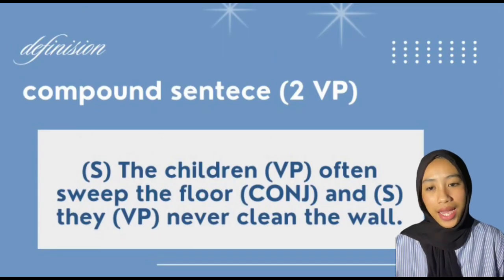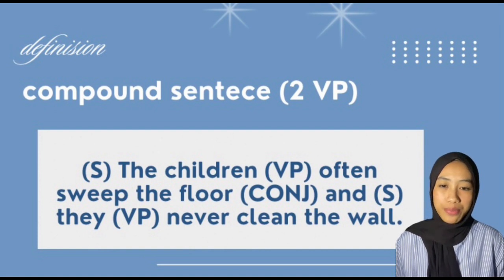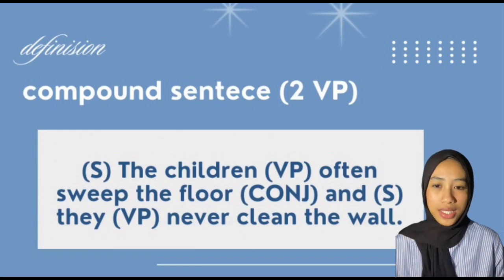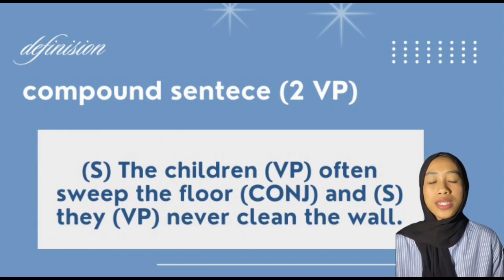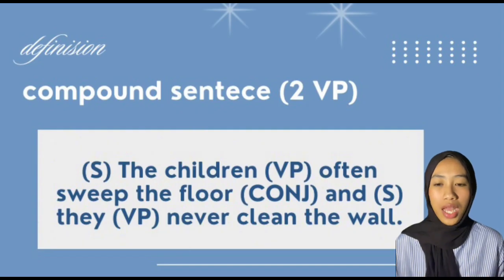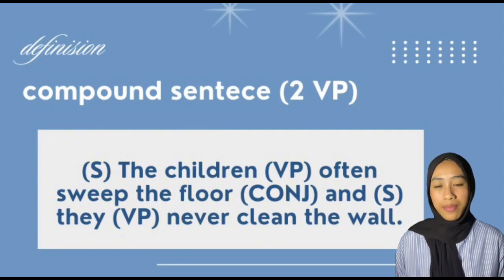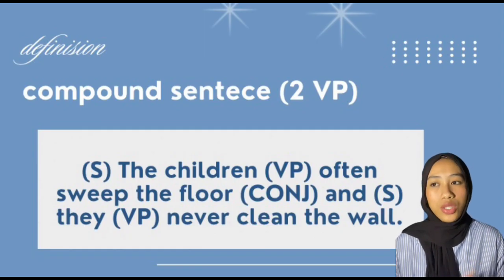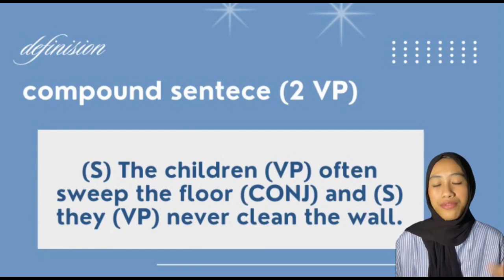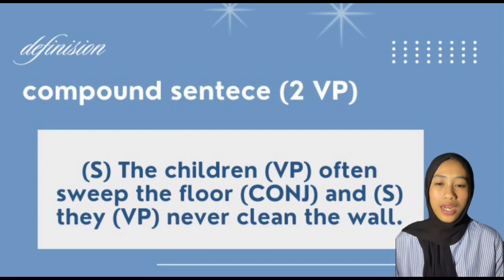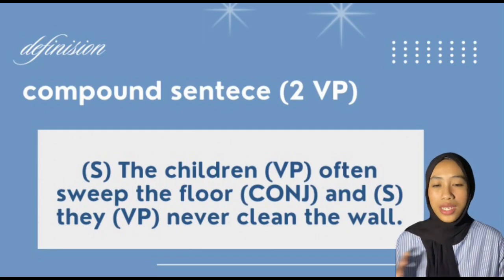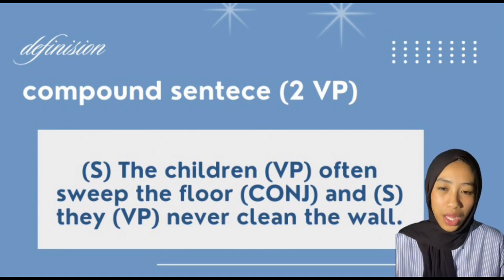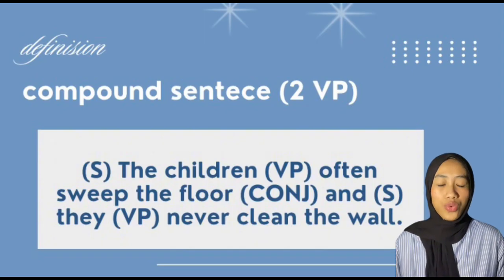My name is Prima, and in this section, I will explain the important terms of compound sentence. So, as we can see, a compound sentence is a sentence that has two independent clauses. An independent clause is a clause that has a subject and a verb, and it can stand alone as a complete sentence. The two independent clauses are joined by FANBOYS, or for, and, nor, but, or, yet, so, or a semicolon. Let us look at the example of a compound sentence with two verb phrases.